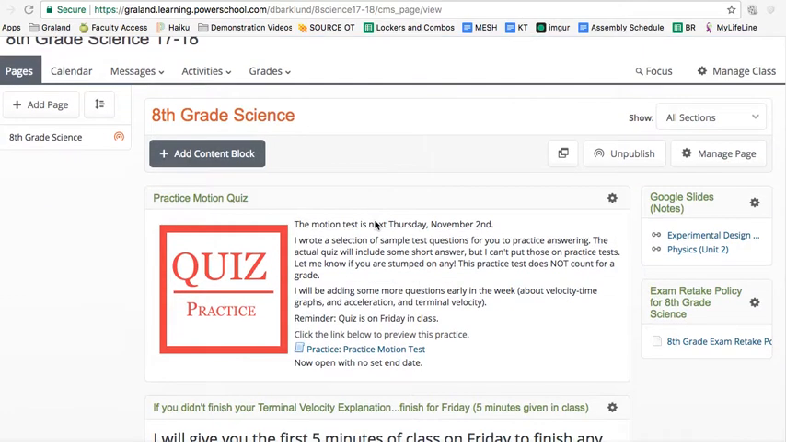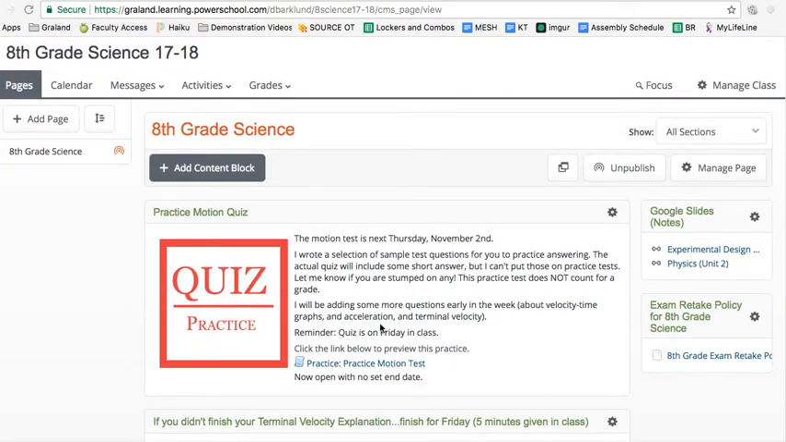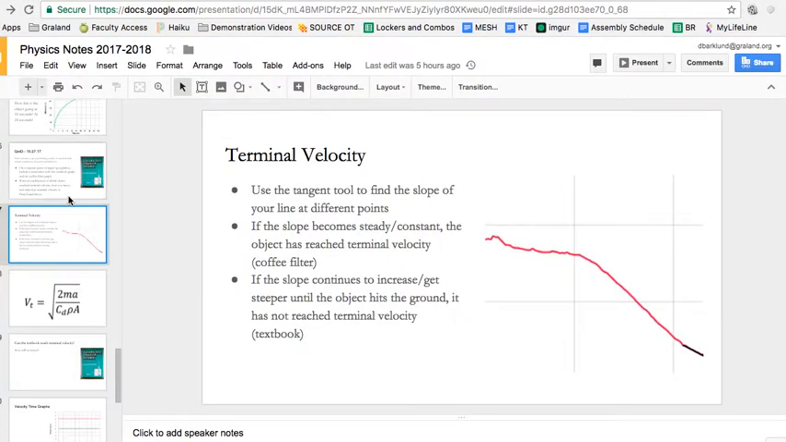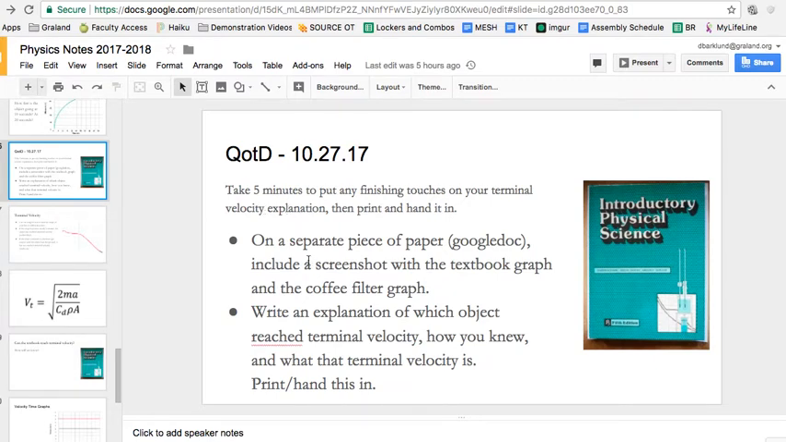First thing I want to point out is that there is a practice test online. This is for practice for the test that is next Thursday on motion. I would like you to give this a try this weekend, and some more questions will be added next week for more practice.